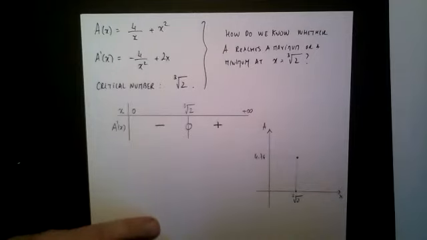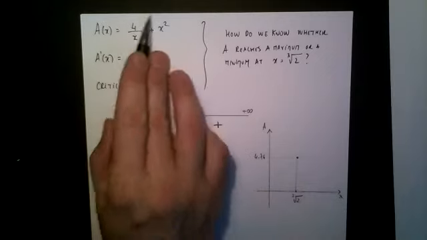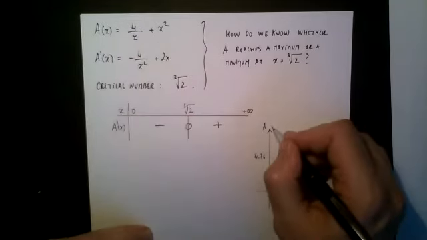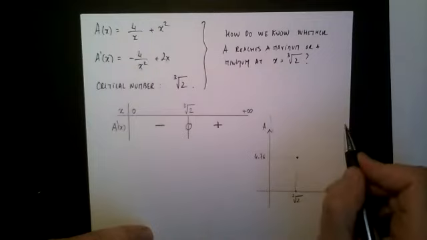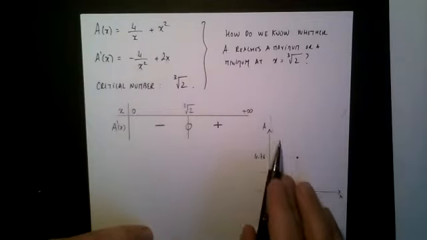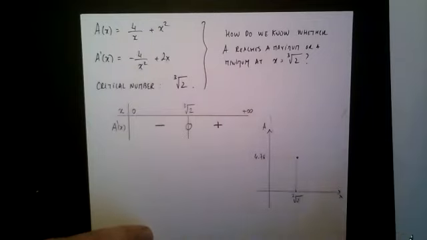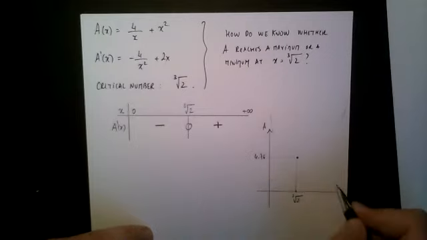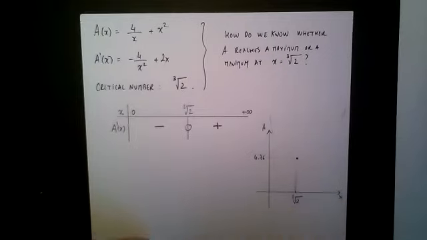So one indication is that if I plug in 0 into A, I'm going to get infinity. So I'm like this. And if I go to infinity, it also goes to infinity. So it looks like it's going to be a minimum. Or else I would have gone to minus infinity and it would be like this. But that's not enough for me.